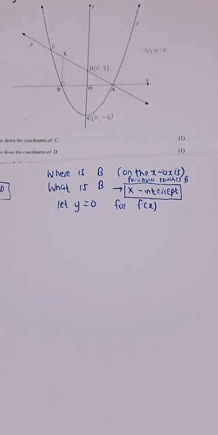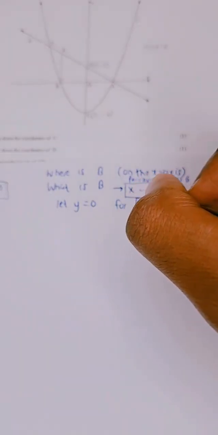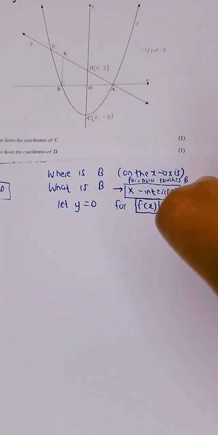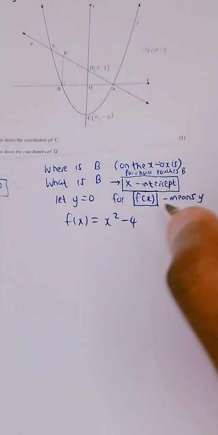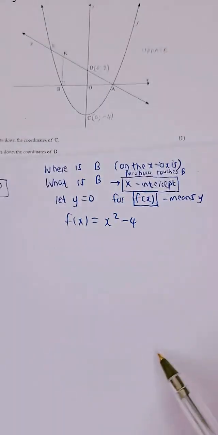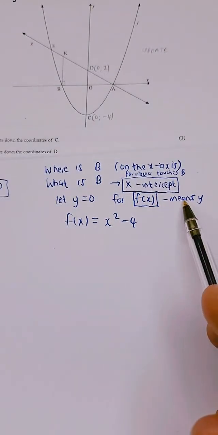And since we understand that the parabola is the one that touches B, we let y be equal to 0 for f of x. And remember, this notation of f of x means y. So it is in the place of f of x that you will substitute y is equal to 0. So let's write the function: f of x is equal to x squared minus 4. So we let the y be equal to 0, meaning in the place of f of x, grade 10s, we are going to substitute 0.